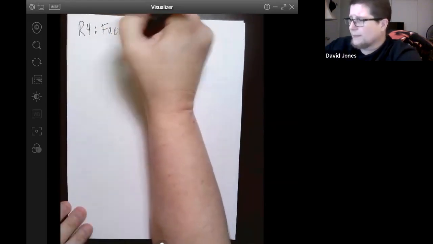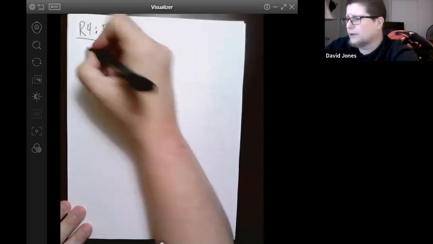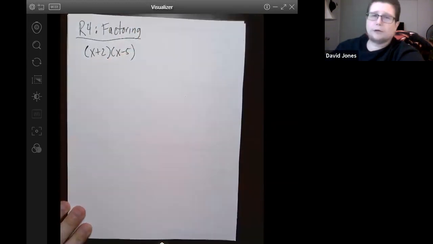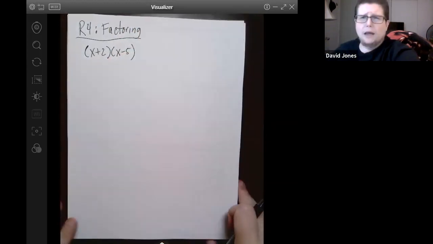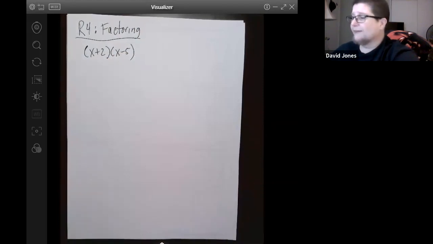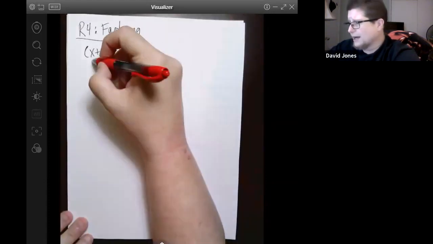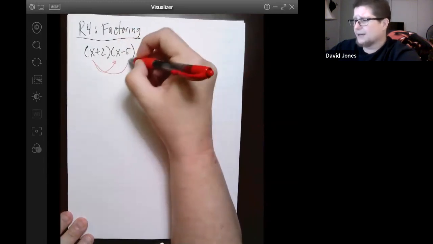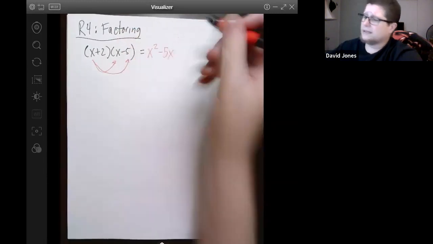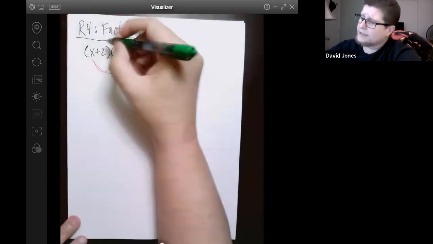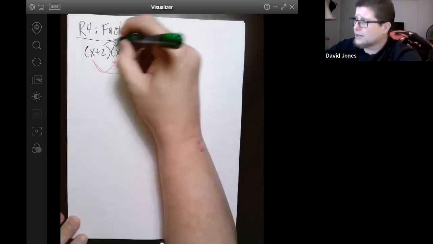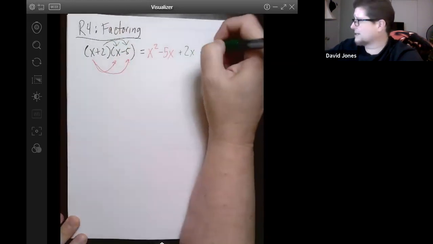Let's talk about the premise of it. Let's just start with something simple. Let's say we have x plus 2 and x minus 5, in parentheses, and we're multiplying them together. Recall, we distribute everything from one parentheses to everything in the other. The x in the first parentheses times x gives x squared, and x times negative 5 is negative 5x. Then with the second term, 2 times x is plus 2x, and 2 times negative 5 is negative 10.